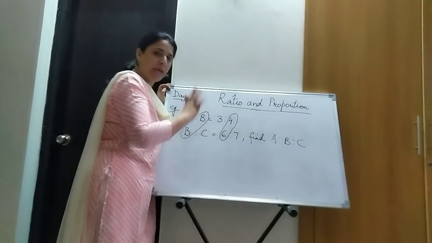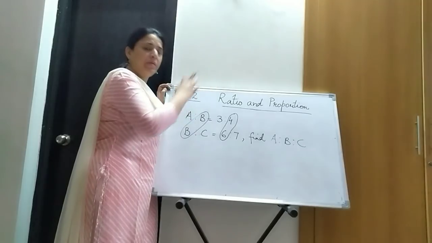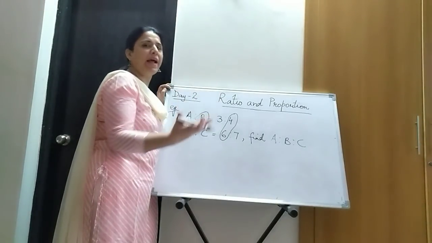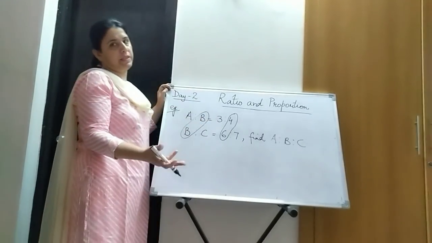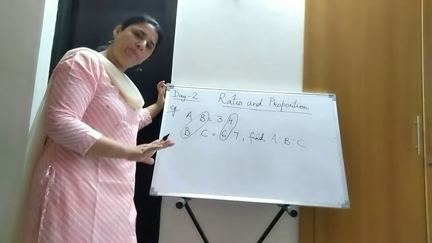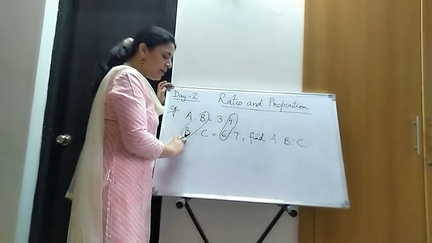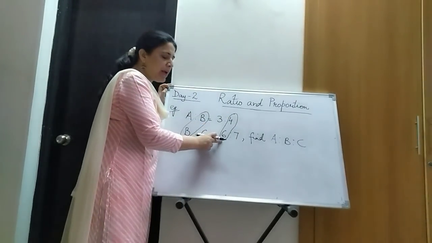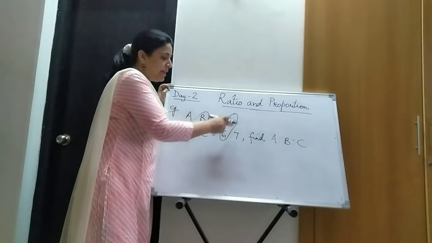We have to make B same. The one which is common to both the ratios, we will make that same. If C was common, we will make C same. If A is being repeated in both the ratios, then we will make A same. So now B is being repeated. How to make them same? We will take the LCM.